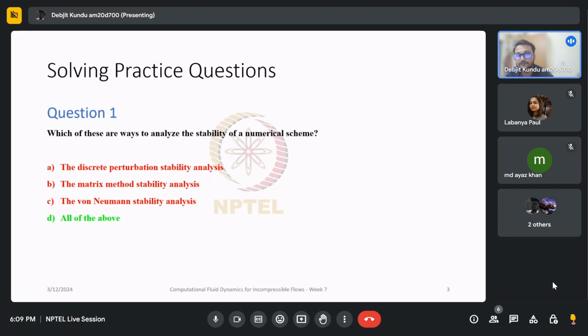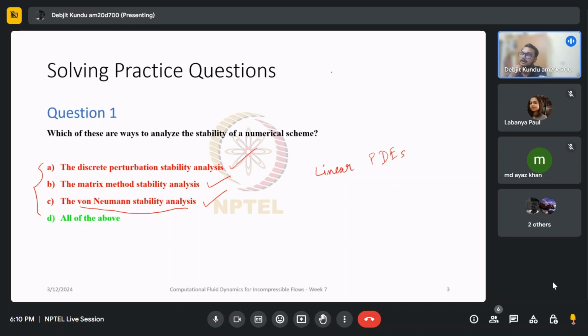The solution is actually option D, all of the above. So all these three methods, the discrete perturbation stability analysis, the matrix method, as well as the von Neumann method, are all different ways to assess the stability of any numerical scheme for solving partial differential equations. Now, in the scope of this course, we study the von Neumann stability analysis, and there are some pros and cons associated with it. It's actually applicable only for linear partial differential equations, and it's really powerful and very easy. It gives us the stability criterion based on which we can decide the choice of the scheme, as well as, once you have chosen a scheme, the time steps and the spatial discretizations to choose so that it remains within the stable regime.